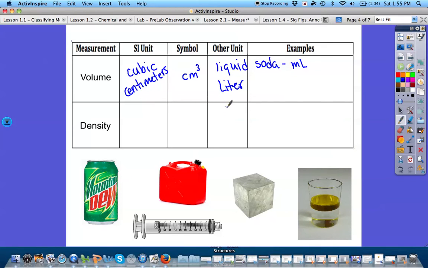If we wanted to determine the gas can volume, we would do that in liters. If we wanted to determine the volume of this aluminum cube, we would do that in centimeters cubed.